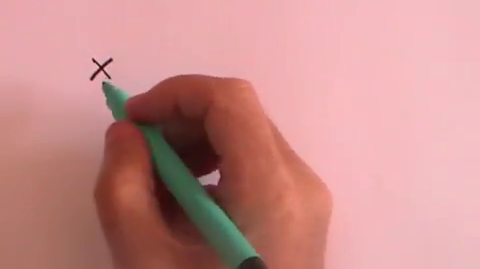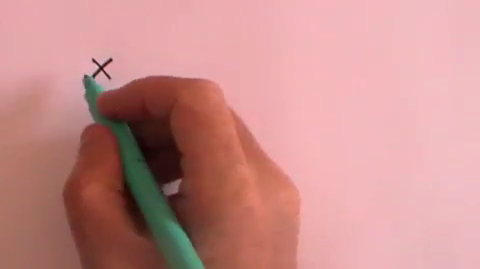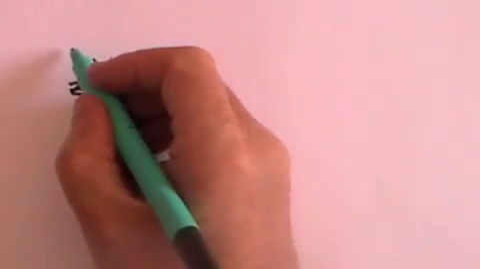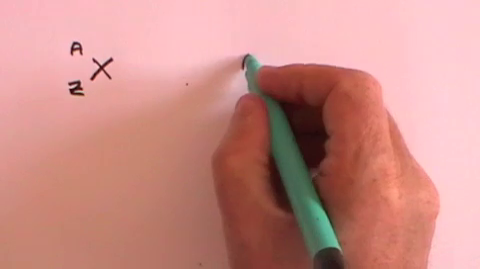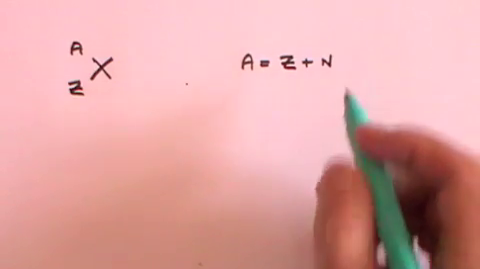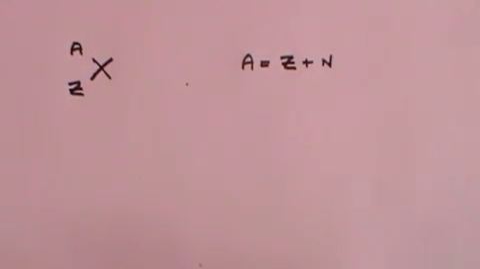So let's consider an atom, which I will give the symbol X. It doesn't stand for anything, it's just any atom which has Z protons and A nucleons. Nucleons means protons plus neutrons, so essentially A is equal to protons plus neutrons. So if you want to know how many neutrons there are, they are obviously A minus Z neutrons.